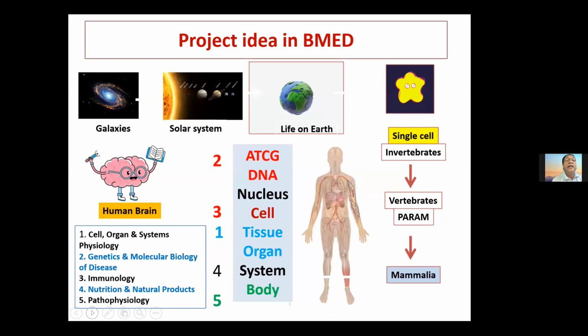So if there is some problem or issue with ATCG, then we will discuss that, and that is what is called mutations. These mutations can be of 2 kinds, one which will be favorable, and favorable mutations can lead to the forming of new species. And if it is unfavorable, people will die. So I have color coded number 1, tissue and organ, which I will be discussing under cell, organ, and system physiology. And the second one, which is in red, ATCG and DNA molecule, which will be discussed under the genetics and molecular biology of disease.